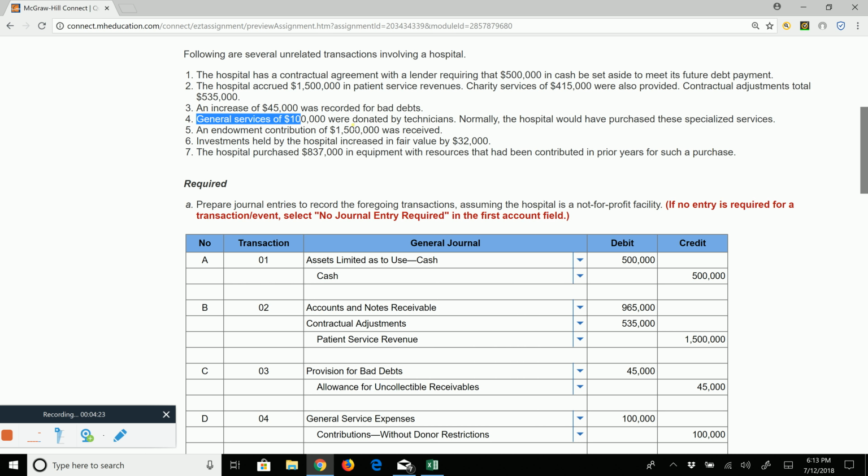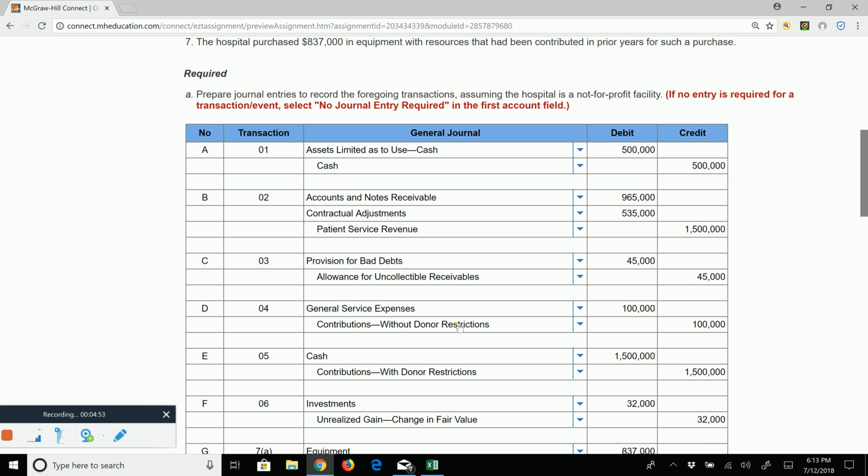Number four, general services of $100,000 were donated by technicians. Normally, the hospital would have purchased these specialized services. So, as we learned in an earlier chapter, when a private nonprofit, and this is a private nonprofit hospital facility, receives donated services that come with a specialized skill that normally would have been purchased, we're going to record that as a contribution. Debit general service expense, because it was a service incurred right away, and the credit goes to contributions without donor restrictions.